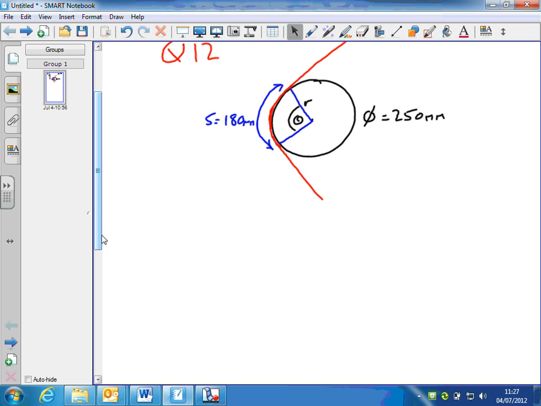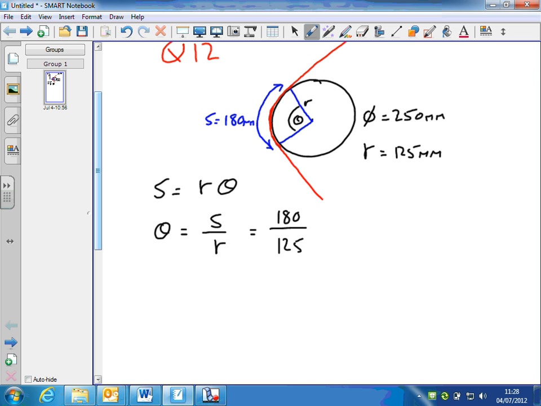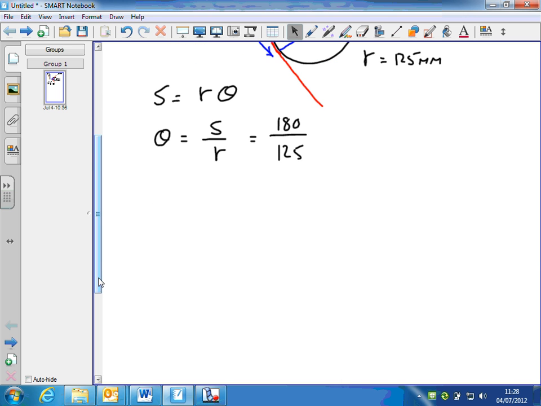So the formula that's involved to start off with is that S equals R theta, and we're after theta, so theta equals S over R, dividing both sides by R. I know S and I know R, so R equals a half of 250, which is 125 millimeters. So now I can put those values in, and I'll get that theta equals 180 divided by 125, and that will give me the angle in radians. Then I need to remember to convert that to degrees.